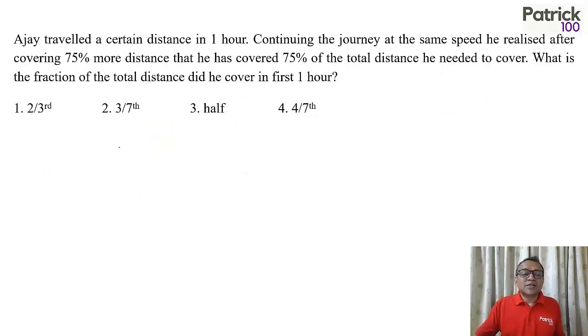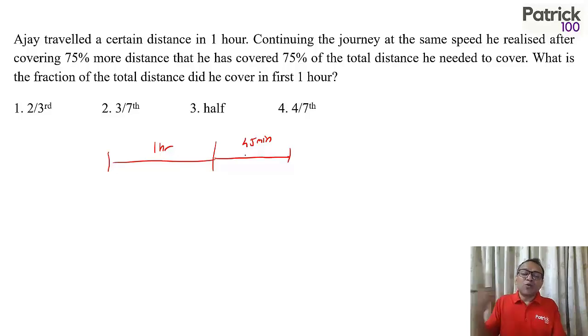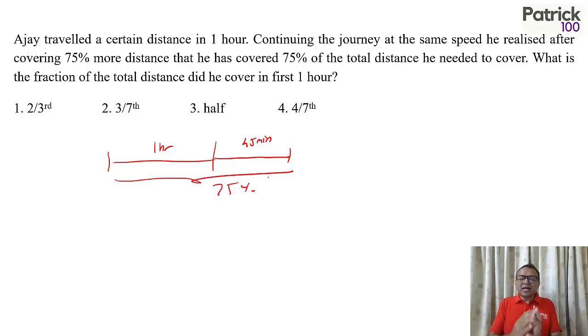Ajit travels a certain distance in 1 hour. So he travels something in 1 hour. Continuing his journey, he covered 75% more distance than he had covered. Okay. That means 75% more distance means he must spend 75% of the time, which is 45 minutes. He covered 75% of the total distance. In distance sums it makes sense to draw, because you understand better. So in 1 hour 45 minutes, or 1 3/4 hours, he travelled 75% of the distance.